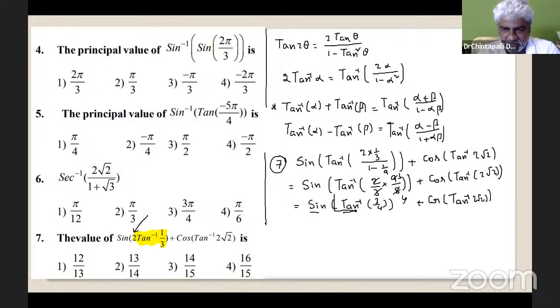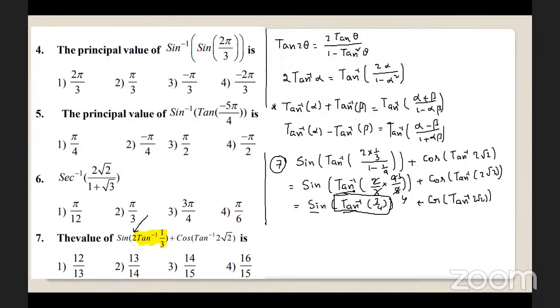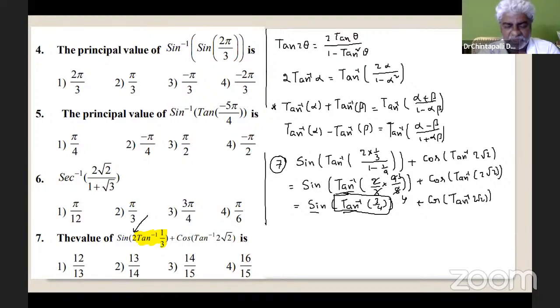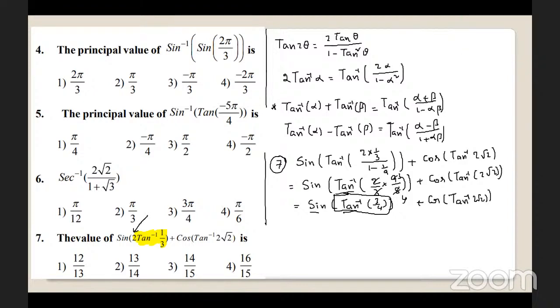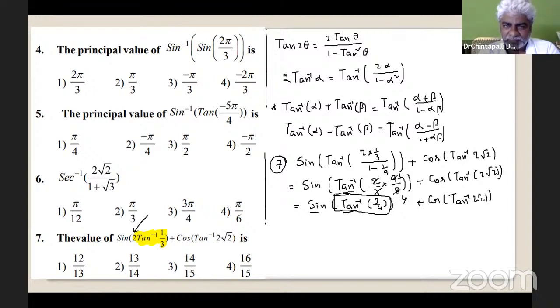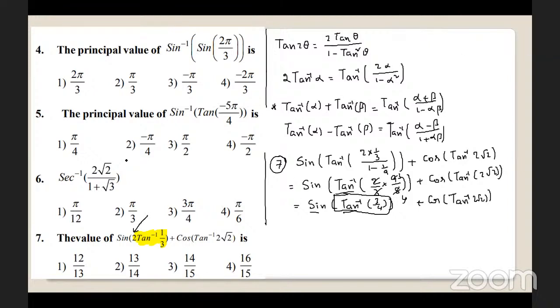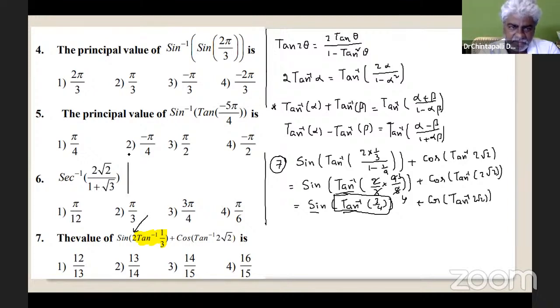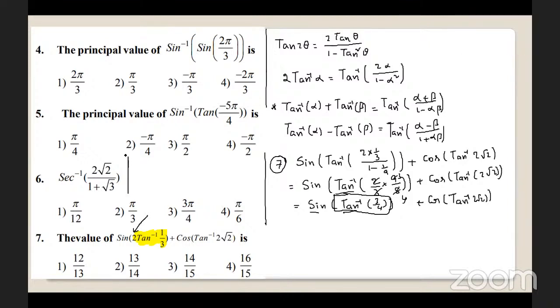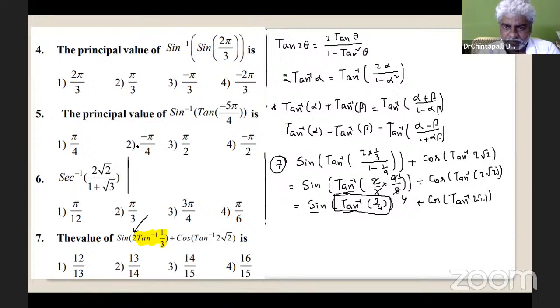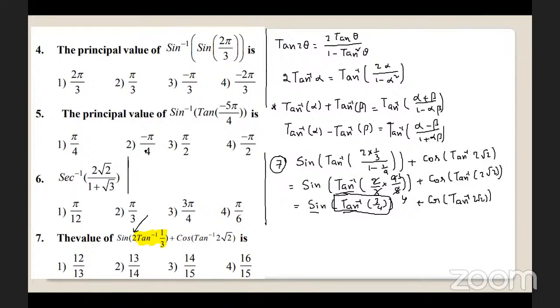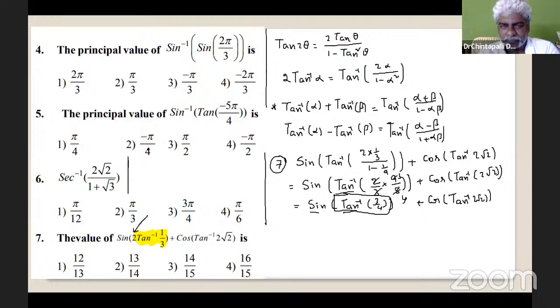First, take this part. Tan inverse of root 3. What is tan inverse of root 3? Pi by 3. Tan inverse of 1 by root 3 is pi by 6.